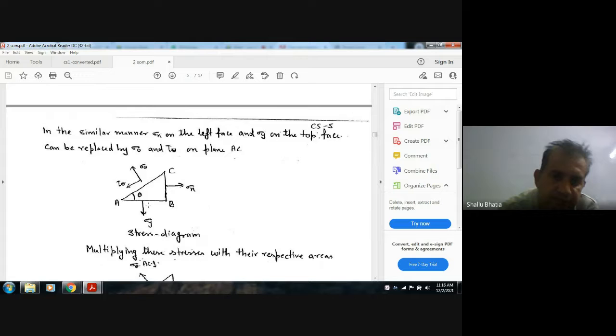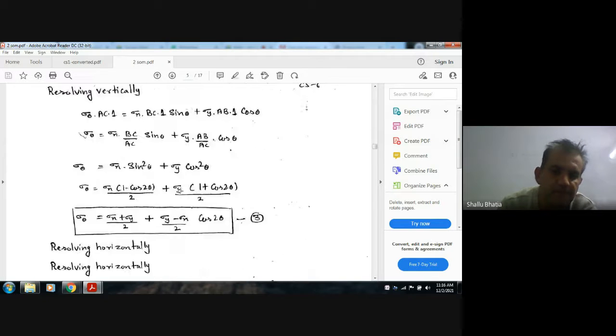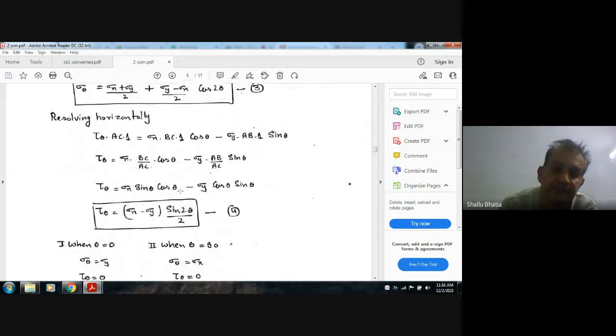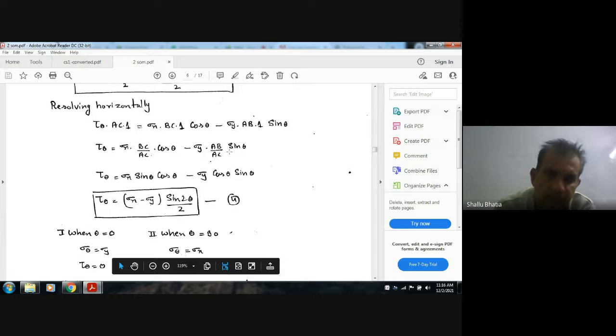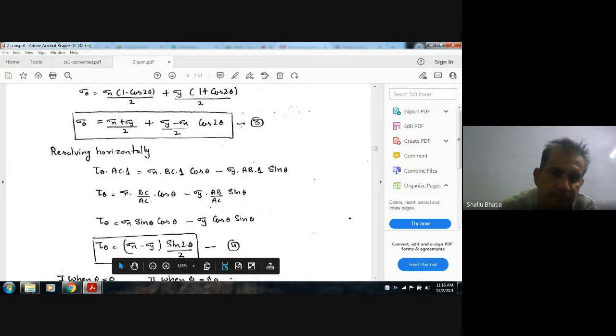Okay, if theta is 90, then it is plane BC, and sigma x is acting on this plane. There is no shear stress acting on this plane. If we put theta equal to 0, then it will be sigma y. If we put theta equal to 90, it will be 180, and it will be negative. Negative means only sigma x will be left.